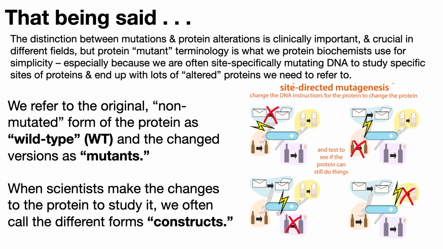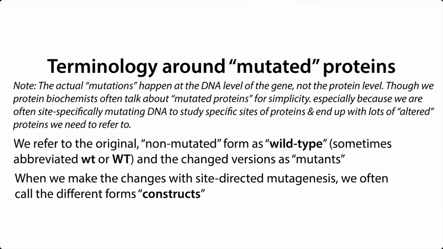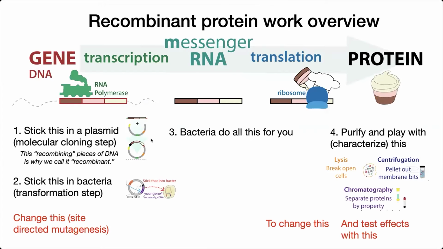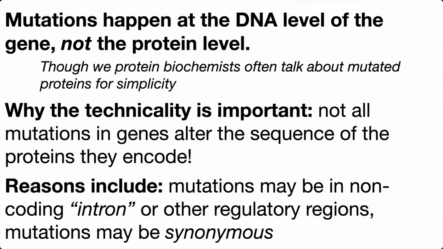And so for lots of different reasons, we might refer to a construct. We use that term construct to refer to both the protein as well as the DNA that is encoding it, like the plasmid or whatever. We could refer to this as a construct or the resultant protein. So we use this term kind of loosely, just like we use the term mutant pretty loosely. But remember that the mutation actually happens at the DNA level, and it may or may not cause a change to the protein.